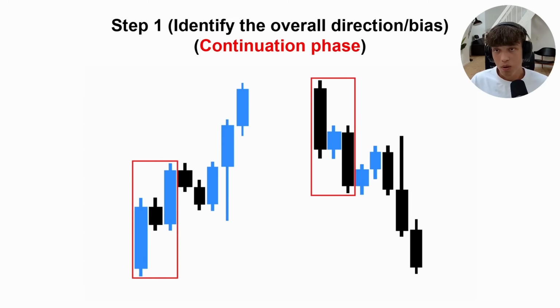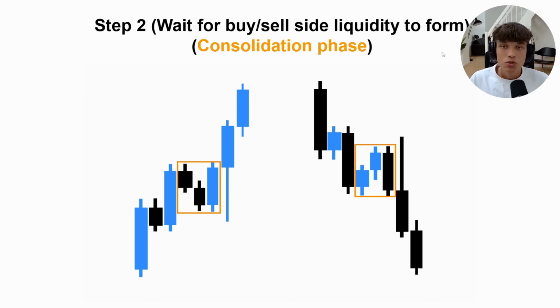First of all, step number 1, identify the overall direction and bias. So this is called the continuation phase, aka a bit of top-down analysis. We'll go over this later on with the chart examples and trade recaps. But basically, you guys can see right here on the left, we've got a bullish example. On the right, you've got a bearish example. Pretty self-explanatory.